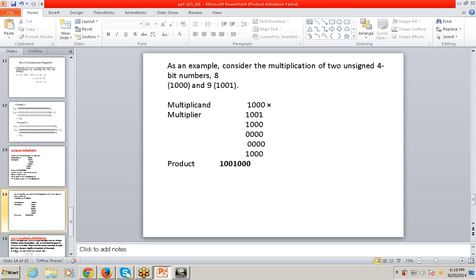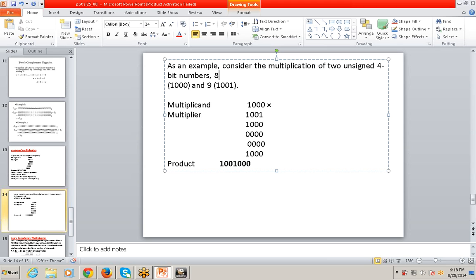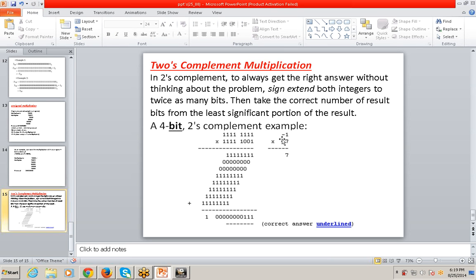The next example shows how we can calculate. Whenever we have to multiply two unsigned 4-bit numbers, that is 8 and 9, 8 has the binary number 1000 and 9 has the binary number 1001. So I have to multiply these two numbers. First of all, use 1 and add the rows, 000. Whenever we add all the partial products, the output is the product, 1000. This is how we can multiply the numbers.